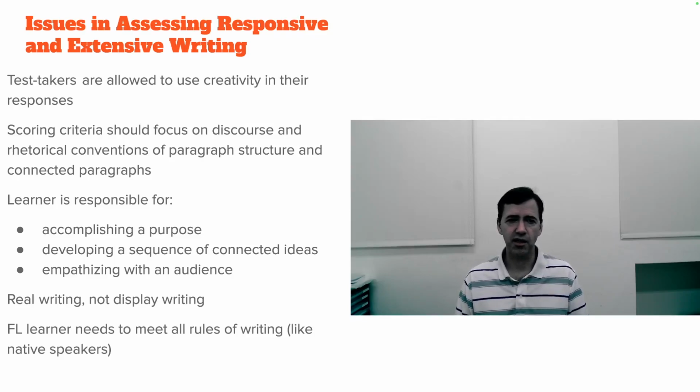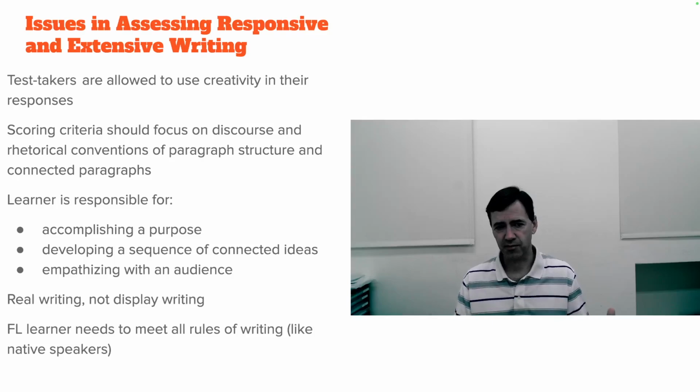First of all, this is where the teacher takes away the control, and test takers are allowed to use creativity in their responses. The scoring criteria should focus on discourse and rhetorical conventions of paragraph structure and connected paragraphs. So now it's more about the process of writing. We're not focused on grammar anymore. The learner is responsible for accomplishing a purpose, developing a sequence of connected ideas, and empathizing with an audience. This is called real writing now, not display writing.